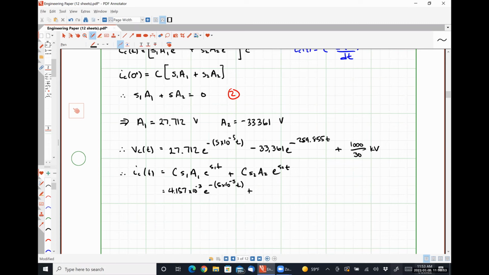So it'll be positive 29 million 9,000 e to the negative, let's see, this was 259.855 T amps.